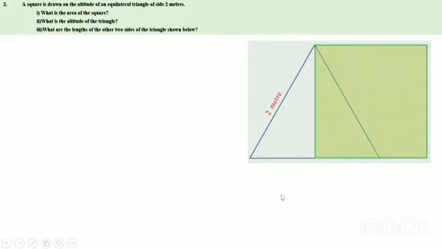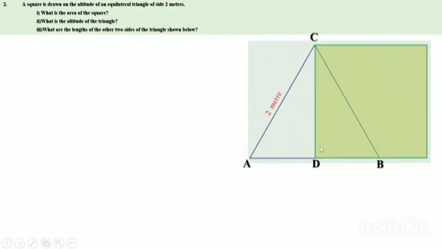Let us give a name for the triangle. Let this point be D. We have to find the area of this square. Area of a square is side square. So, to find the area of this square, we need to find the length of one side of this square. Here, CD is a side of the square. So, it is enough to find the length of CD. Given that ABC is an equilateral triangle, therefore, all the three sides are equal. AC is 2 meters, so AB is also 2 meters and BC is also 2 meters.